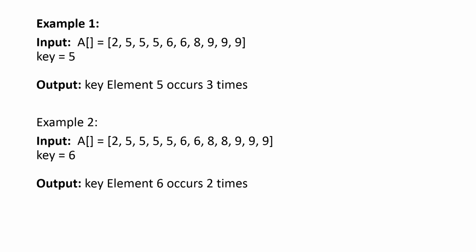Okay, example 2. Suppose the input array is 2 4 5 6 6 8 8 9 9 9 and the given key is 6. So you have to search whether 6 is present or not. If key 6 is present in the array, you have to find the number of copies of key 6 in this array. So here 6 is coming 2 times, so key element 6 occurs 2 times. You have to print that.